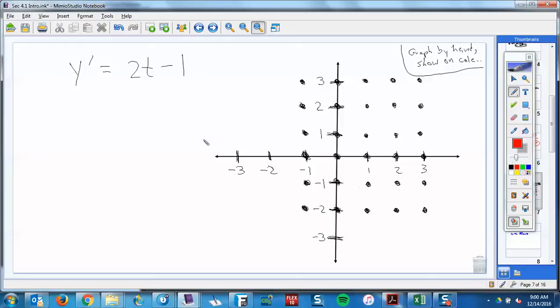You are going to need to be able to go onto your calculator and put in a differential equation for something we do later. But for this quiz coming up here, you won't have to do this on your calculator. Okay.